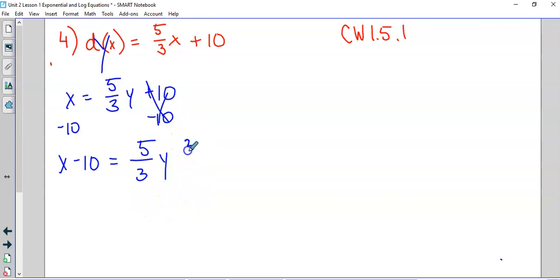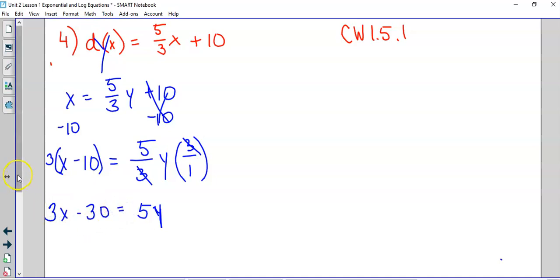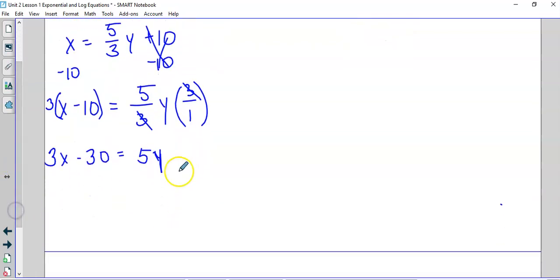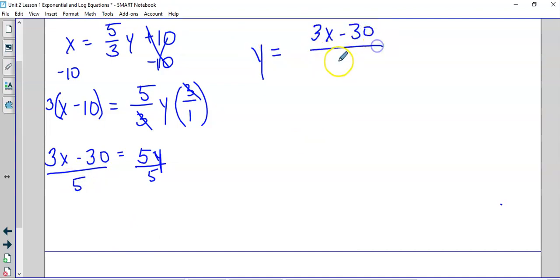That way, when I multiply over here by 3, these 3's cancel, and this is going to be 5y on the right side. And then when I multiply over here by 3, I can put it on the outside like this and use the distributive property. That's going to be 3x minus 30 equals 5y. So then the only thing I have left to do is divide by 5 on both sides. And I've got the y by itself. So y equals, and you can leave it like this, 3x minus 30 over 5.